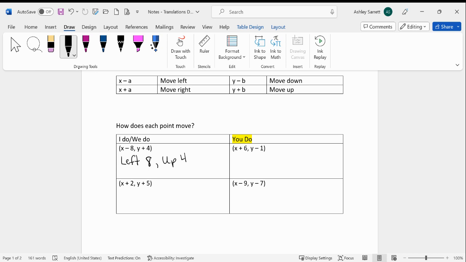All right, next I have x plus 2 and y plus 5. X plus 2 means the image will move right 2 units. Y plus 5 means it will move up 5 units. All right, so if you want, you can pause right now and try these two on your own, or you can wait until the end of the video to do all of your U-tries.